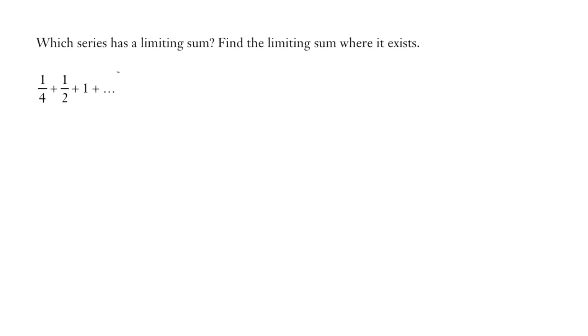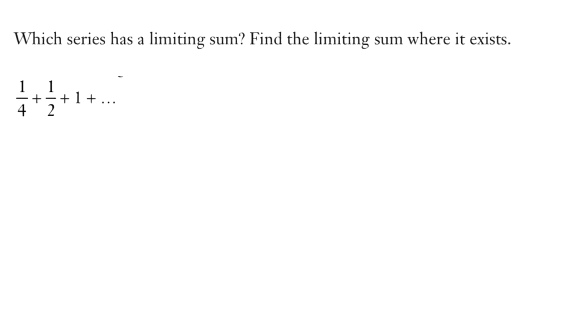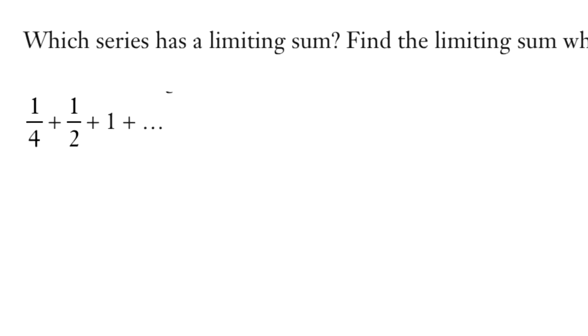So we're going to answer some questions here. Which series has a limiting sum? And then find the limiting sum. So we start by finding our r value. Now remember, your r value is what is known as the common ratio. So we do that by, remember, t2 divided by t1. In this example, I'm actually going to do 1 divided by a half because it's a simpler operation. So we get an r value of 2.